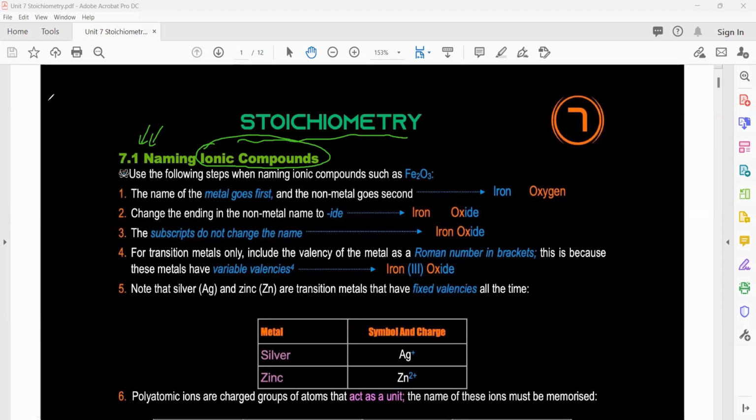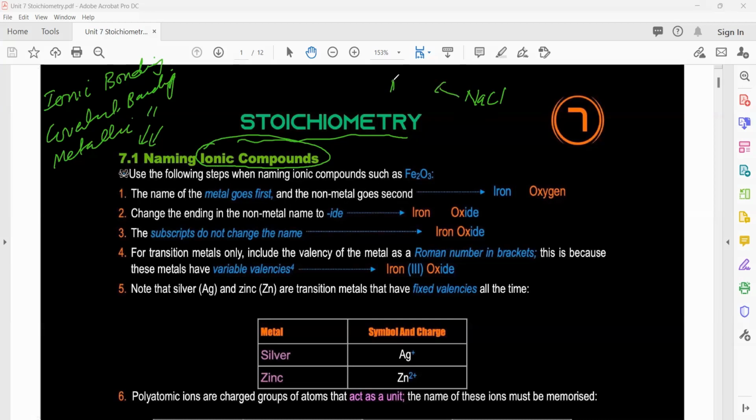Now, if you remember in the previous classes, we talked about ionic bonding and we also talked about covalent bonding. Then we talked about metallic bonding. Okay. Now, if you are going to see the names, for example, if there is an ionic compound, you have NaCl. This is an ionic compound. In this ionic compound, Na is a metal and chlorine is a non-metal. So now you know the name. Its name is sodium chloride.